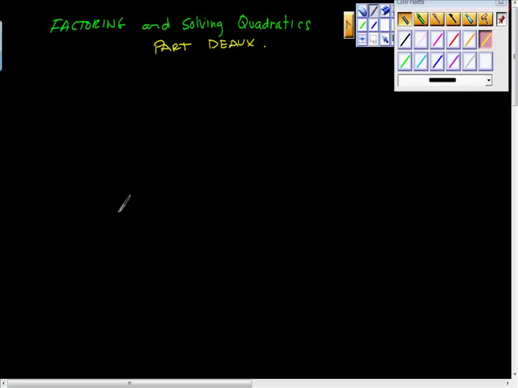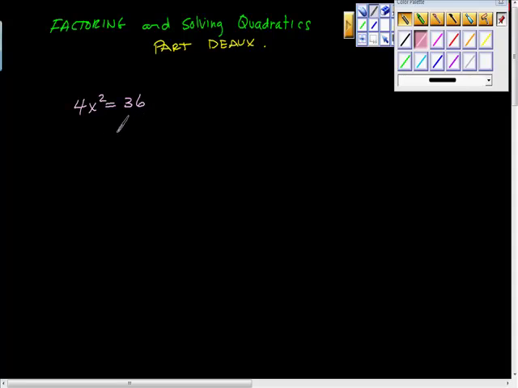Alright, factoring and solving quadratics part. These are just a couple of other examples that look a little bit different, and there are a couple of ways to solve. This is the first one. It says 4x squared equals 36, and I was talking to somebody this morning about how I might do this, and she came up with a totally different strategy than I came up with, and it was wonderful.